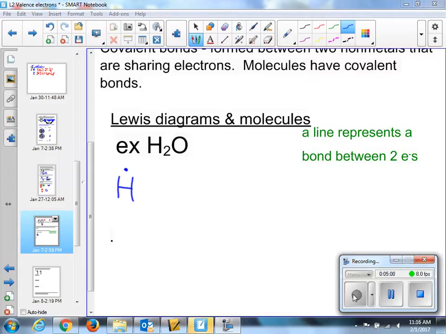Would it have mattered if I put the dot on the side? No. As long as it's only one electron and we understand it only wants to be like helium and have a second electron to pair. So I'll put the other H. I don't care if I put the dot here. I could put it here, I could put it here, I could put it on the top. It doesn't matter. But I'll just put it here for you. If you want, you can put it there if it makes you feel better. I don't care. The oxygen.